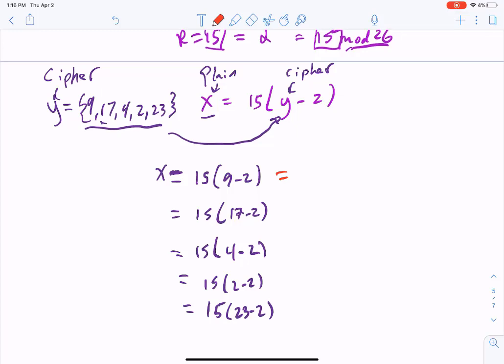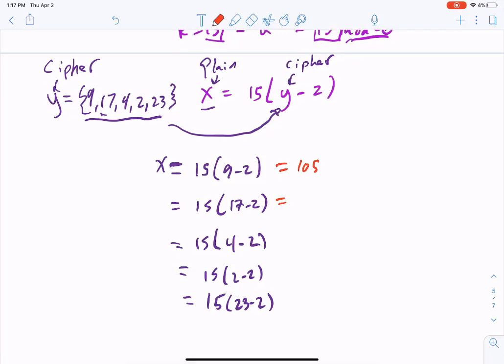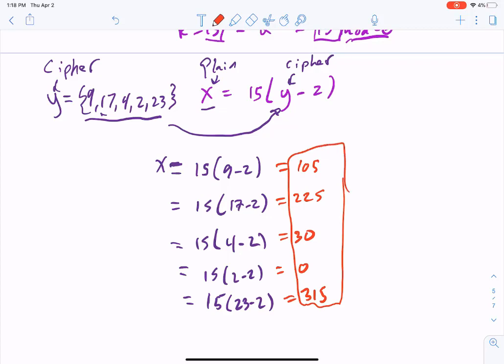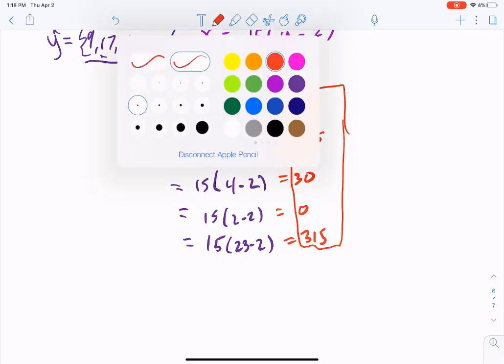So 9 minus 2 is 7 times 15. That's 70 and 35. So that's 105. 17 minus 2 is 15. 15 times 15. So this is going to be 225. This is going to be 2 times 15, which is 30. This will be 0. This will be 21 times 15. Okay, you're thinking, okay, that's my answer then. Except it's not, because remember, these don't correspond to the letters of the alphabet. They have to be between 0 and 25. So now I have to take all these answers and mod them, mod 26.